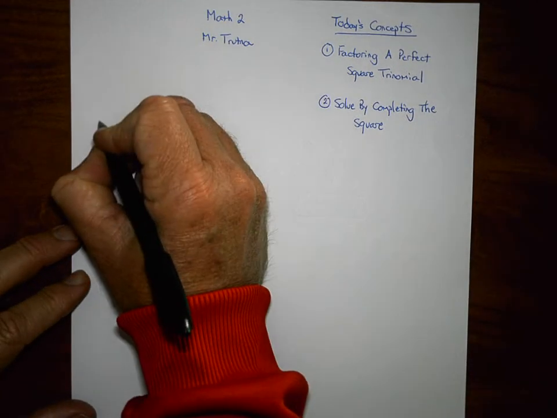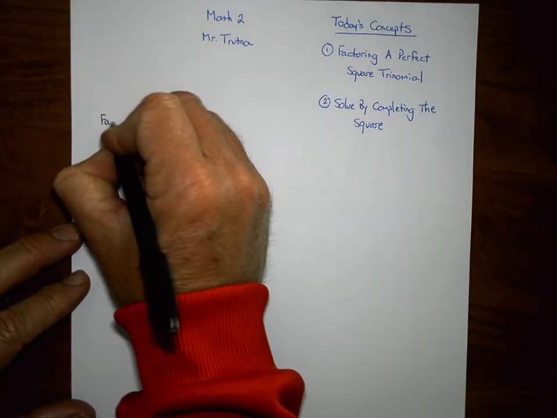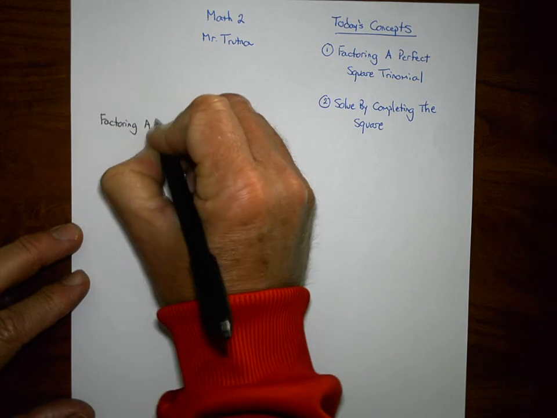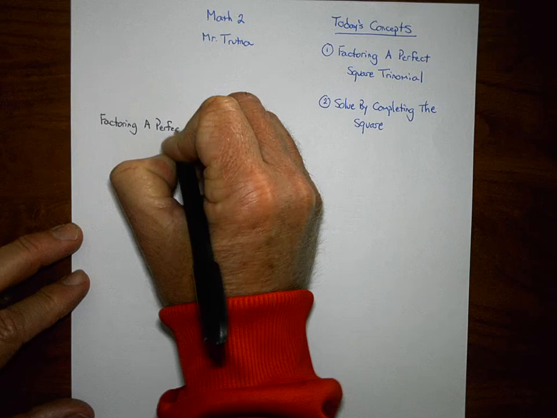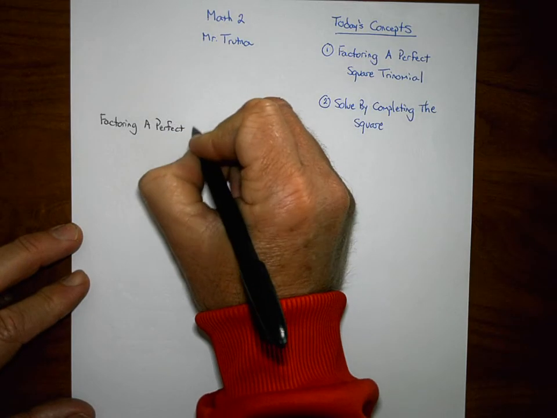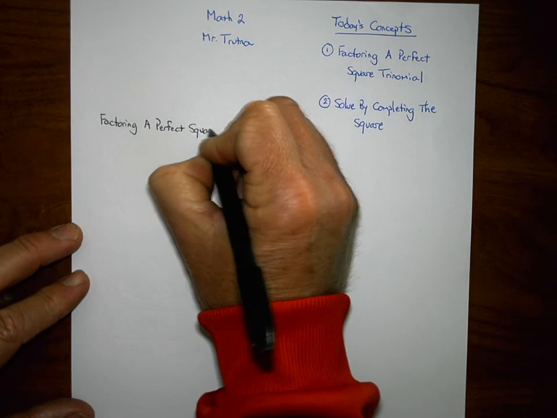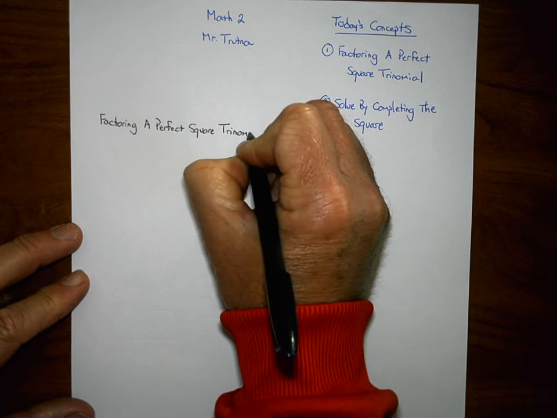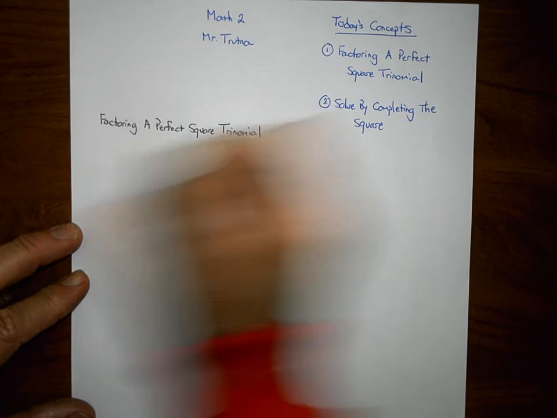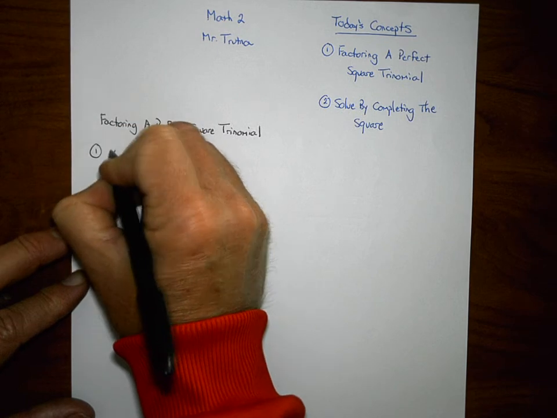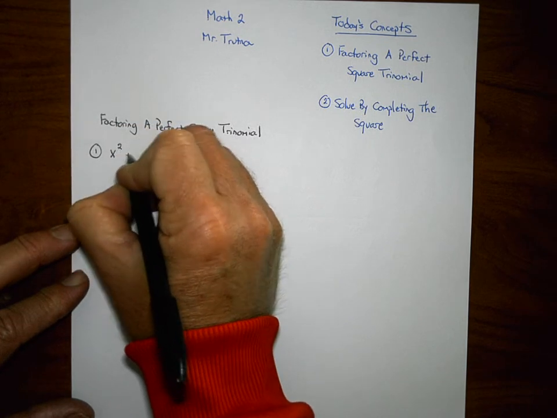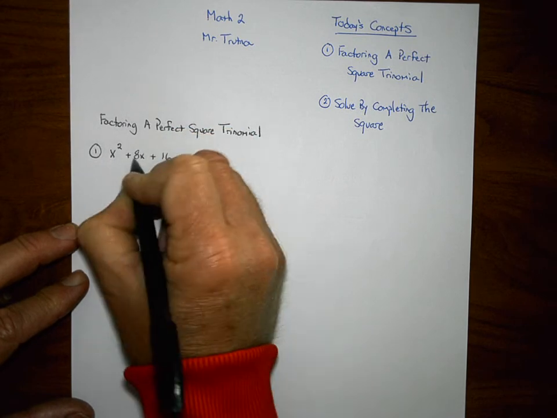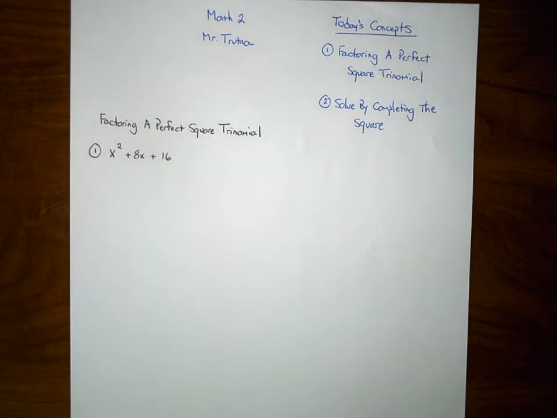Okay, so the first idea, let's first go over factoring a perfect square trinomial. Now, a perfect square trinomial, if you recall from the previous day's notes, is any trinomial. So let me give you one: x squared plus 8x plus 16. Okay, so this right here would be considered a perfect square trinomial.